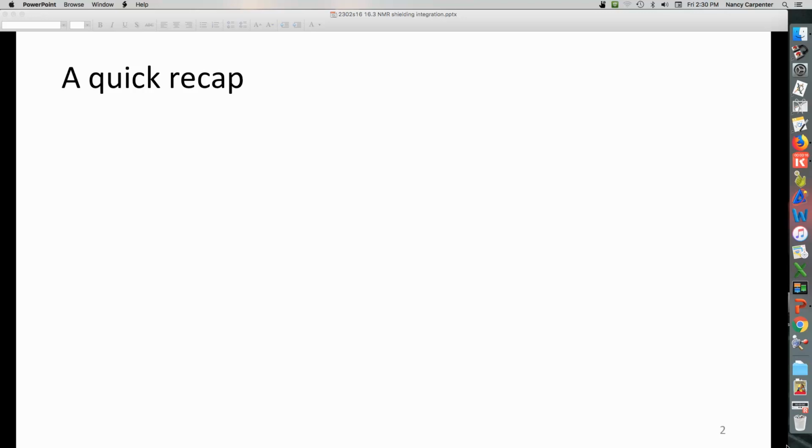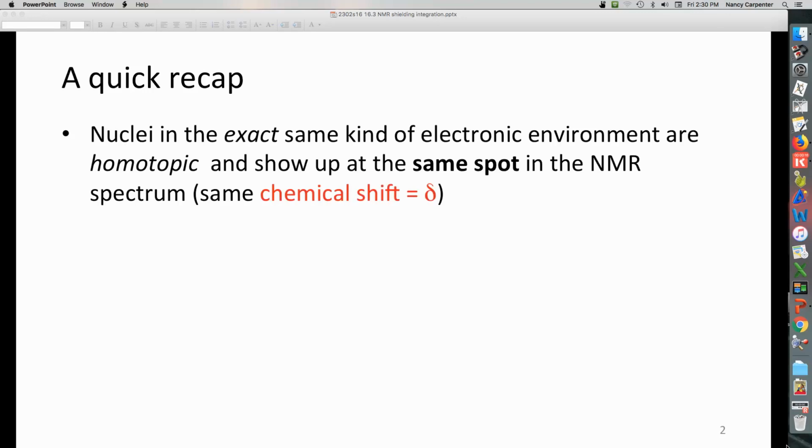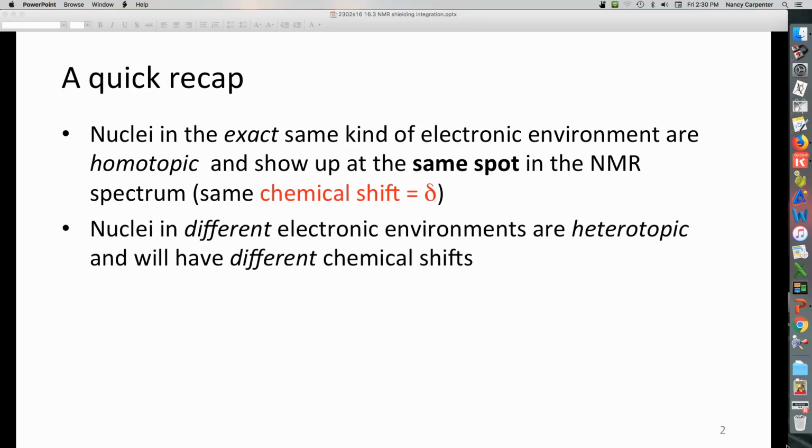A quick recap from the previous mini lecture, which is basically about shielding and deshielding. So, nuclei, say a proton, a hydrogen, that are all in the exact same kind of electronic environment are homotopic nuclei, and they will all have the exact same chemical shift. But if these nuclei, say hydrogens, are in slightly different electronic environments, they're called heterotopic, and they'll show up in different places in your proton NMR spectrum. They will have different chemical shifts.